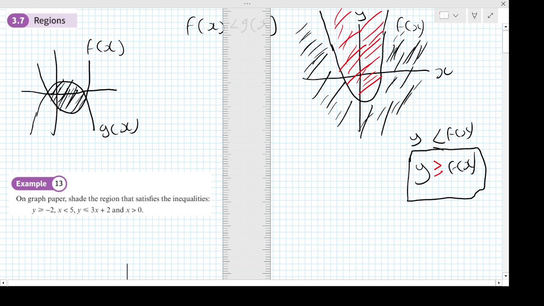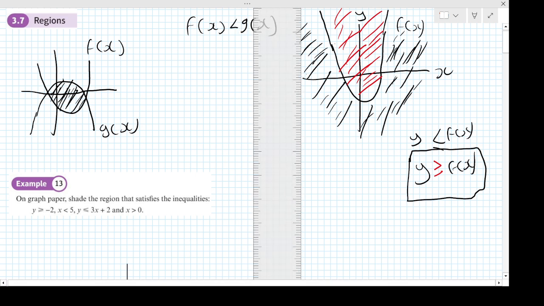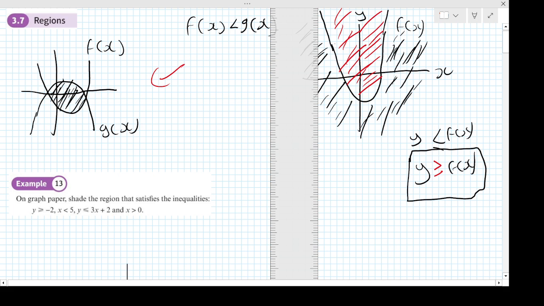So that's the idea that we're going to start to use in this section: given a curve, we can look at the parts of the graph that are below the curve, and the parts that are above it, in a similar idea to what we looked at last time. Okay, let me do another example then.